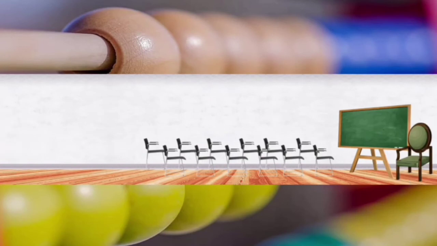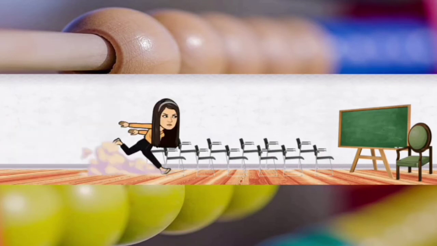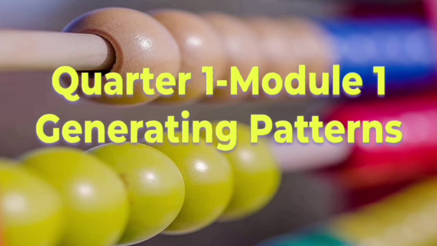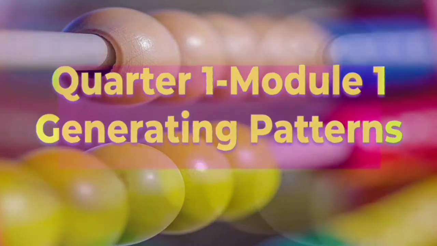Discuss this lesson according to the "What Is It" part of your module given by the Department of Education. So quarter 1 module 1 is about generating patterns. Before that, let us have first the rules of our session.